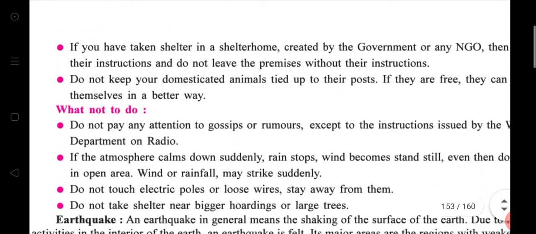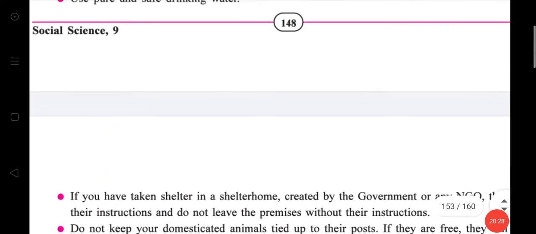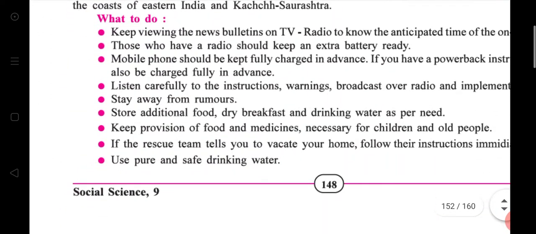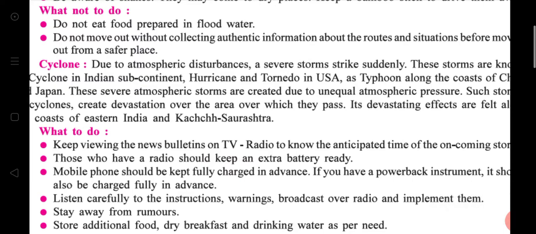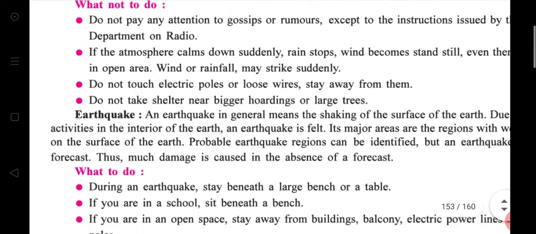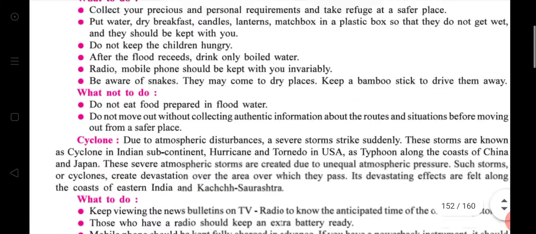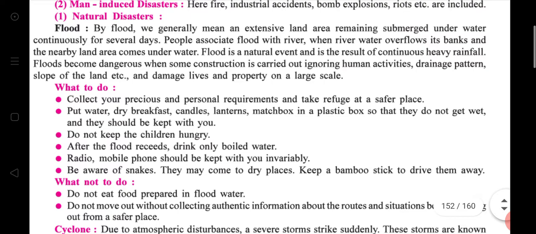Okay, done? Good. So first we revise the flood and cyclone, then we'll start the earthquake. So at the time of flood, what to do? Collect your precious and personal requirements and go to the safest place. Do not keep the children hungry. Put water, dry breakfast, candles in a plastic box. After flood, drink only boiled water. Radio, mobile phone should be kept with you.